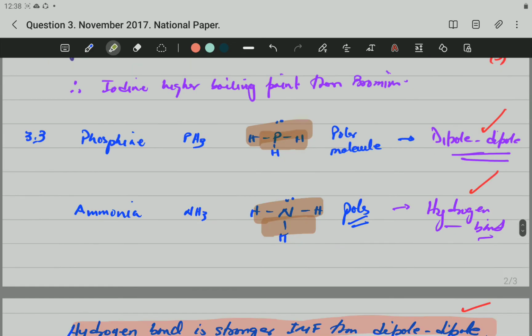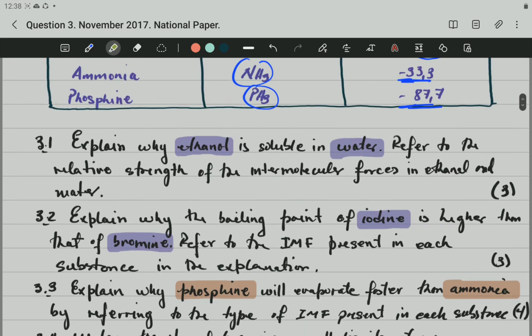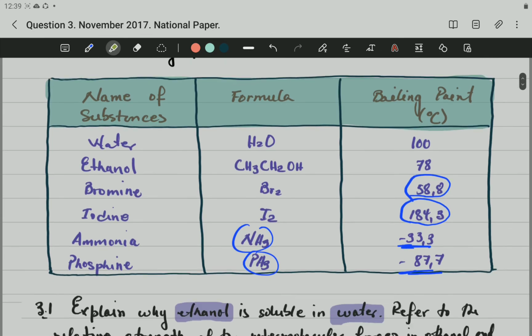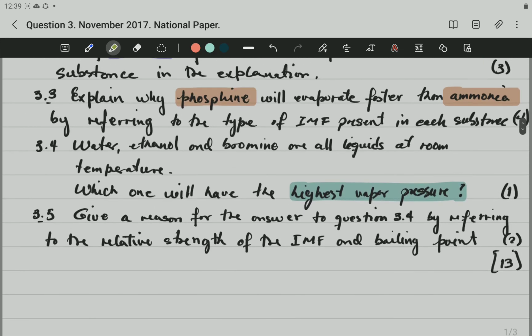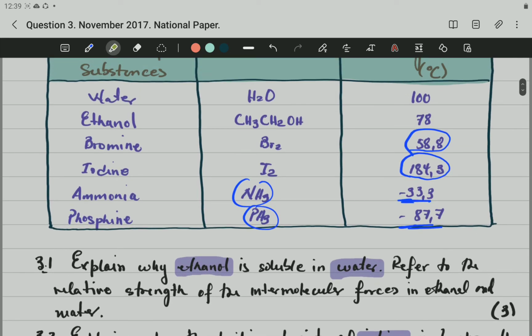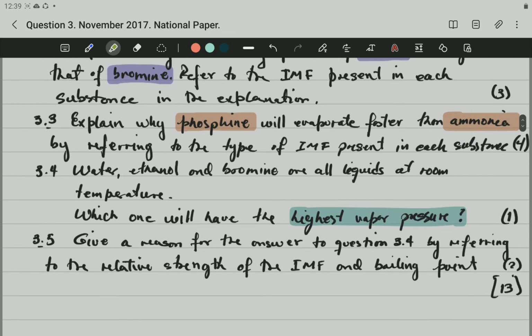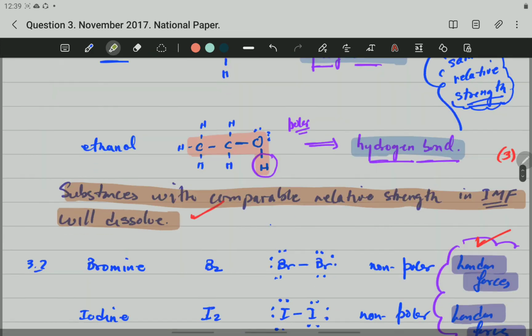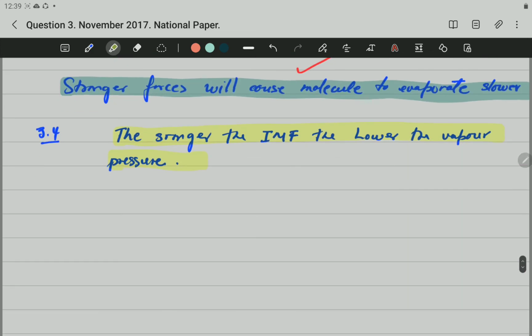So all you have to do is look for the one that has the higher boiling point, and that one will have the lower vapor pressure. Let's look at the question. It is between water, ethanol, and bromine. Which one will have the higher vapor pressure? The higher vapor pressure will be the one with the lower boiling point, and in that case it will be bromine. That is the answer for that question. Bromine is the answer because it has the lower boiling point. So the answer is bromine.